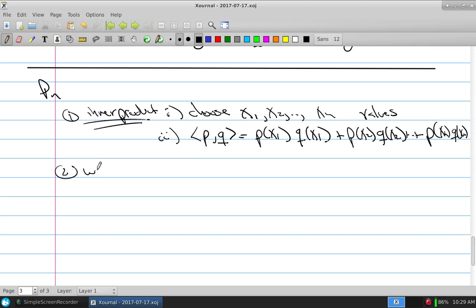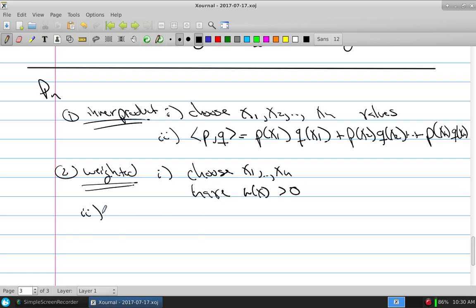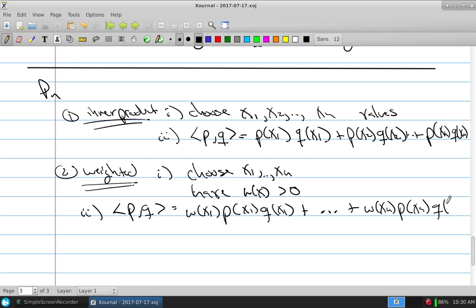And then we do a weighted version, which is, not only do we choose x1 to xn, we also have the weights w(x), which is still a positive thing, and then now my inner product of p and q is going to be: what is the weight at x1, what's the point p(x1), what's the point q(x1), and we just add them all up until we get the weight at the last sample, p at the last sample, q at the last sample.